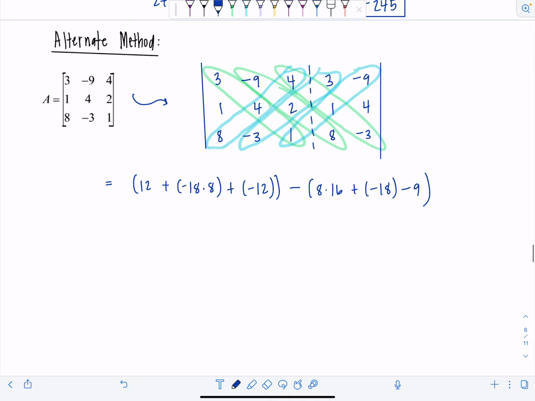Okay, and we've got here, notice these 12s cancel, right? So I just have negative 18 times 8, that's negative 144. Then let's distribute this negative. That'll be negative 128 plus 18 plus 9. And lo and behold, we get negative 245.